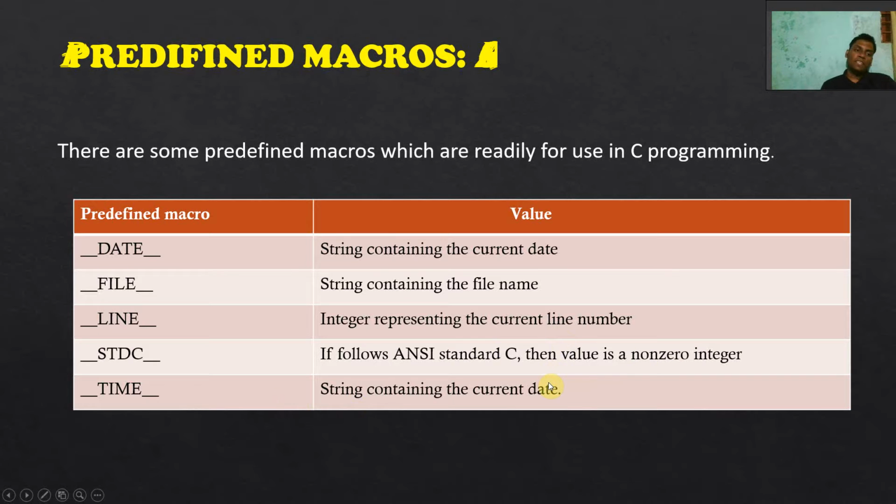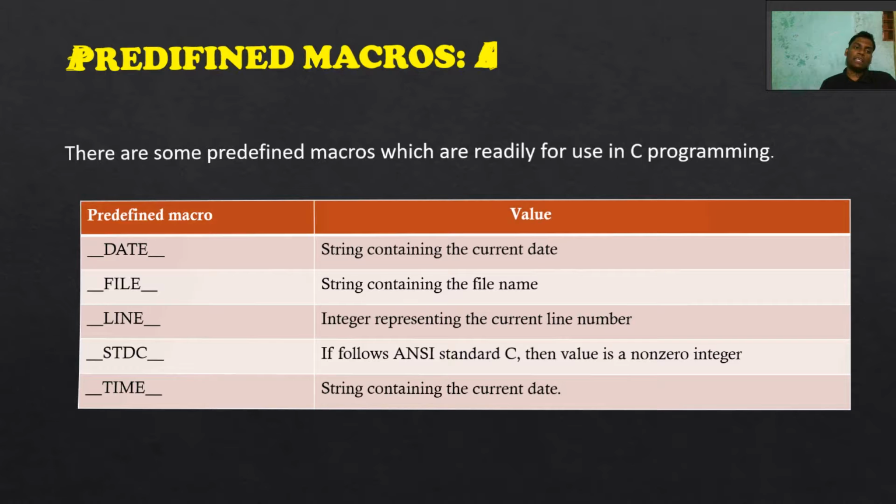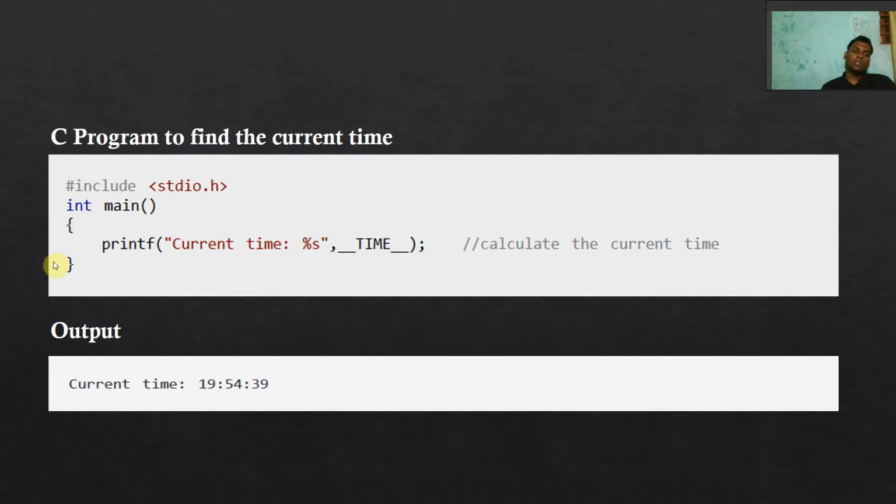So if, for example, we want to print the date or time of the current time, we can use these predefined macros like in this program. It's a normal one. We just need to use it in a printf with a string for the current time and the __TIME__ macro, and the output will be the current time of our PC.